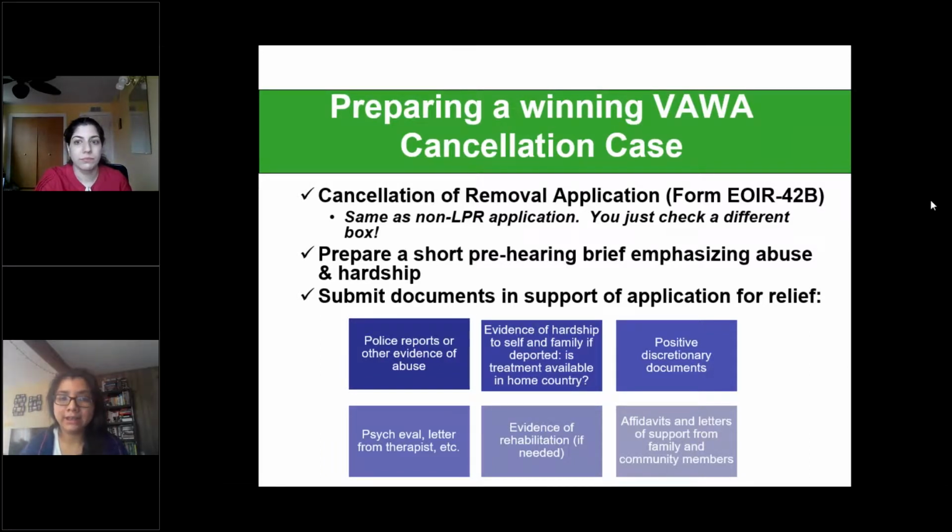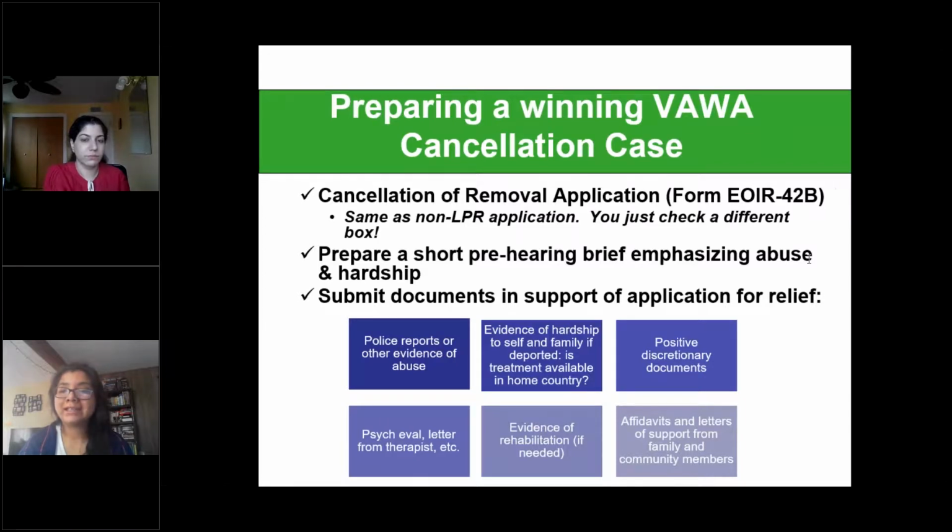So a detailed affidavit from your client could be sufficient. Also, any letters of support or affidavits from people who your client discussed the abuse with would be another way to get at that. So no need for a police report. It's helpful to include it if you have it, but it's not a requirement for VAWA cancellation.